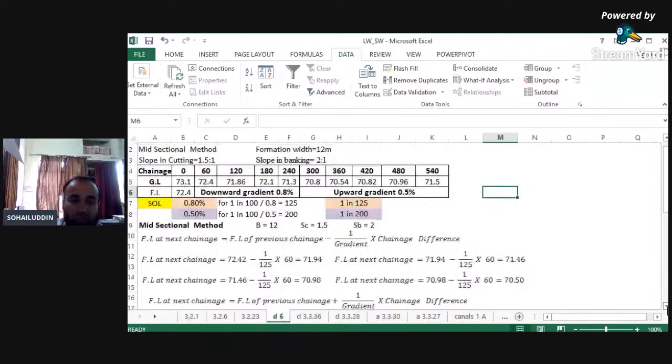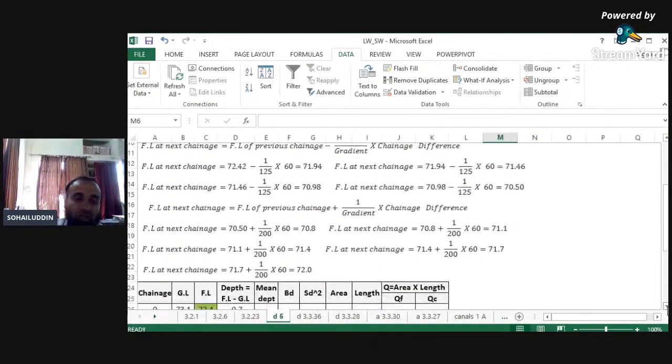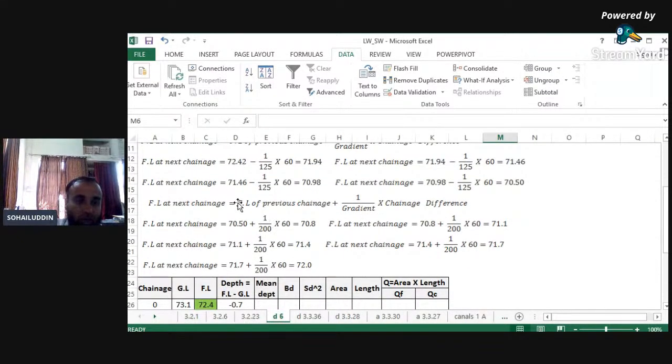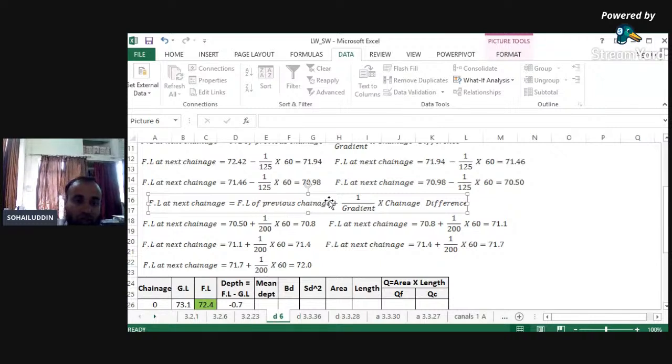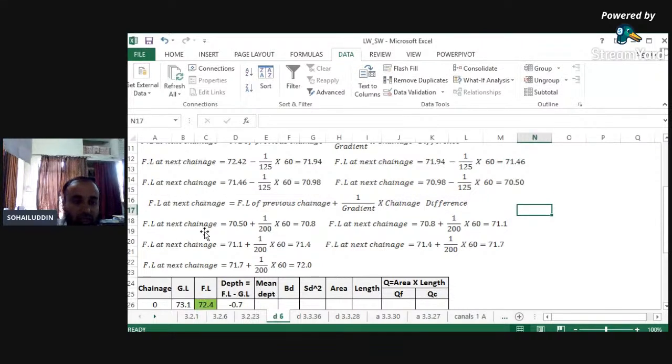So next we will have a positive sign with the gradient 1 is to 200. Again the same formula is used, but here the sign is positive. Why? Because the next calculations are for upward gradients. The formation level at next change, the previous will be the same 50.50. No need to take the first change, because the previous change here is 50.50. So here we will take 50.50. This will be the previous. 1 divided by, instead of 125, here it will be 200. Why? Because it is having 0.5% and it is having an upward gradient.